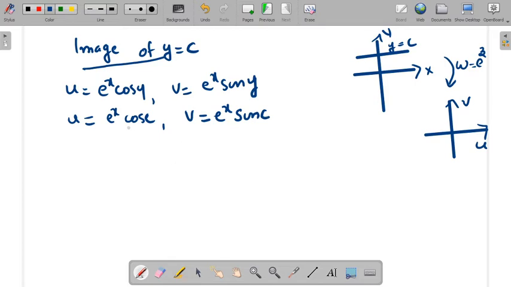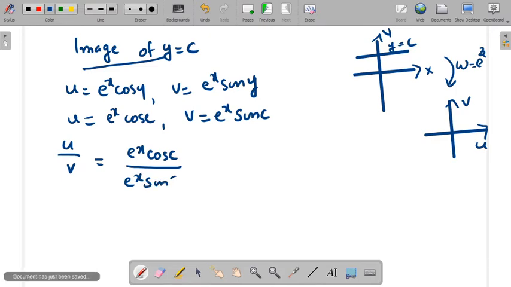So it is quite easy. രണ്ടിലും e raised to x എടുക്കണ്ട്. നമ്മൾ just divide ചെയ്താൽ മതി. So we get u by v equal to e raised to x cos c divided by e raised to x sin c. നമ്മൾ ചെയ്യുന്നത് എന്തിനാണെന്ന് മനസ്സിലായെന്ന് വിചാരിക്കണം.